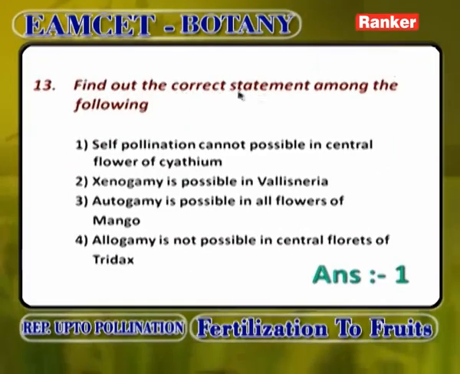Next, find out the correct statement among the following. Self-pollination cannot be possible in central flower of Cyathium. Xenogamy is possible in Vallisneria. Autogamy is possible in all the flowers of mango. Allogamy is not possible in central florets of Tridax. So here, the first statement is the correct statement.